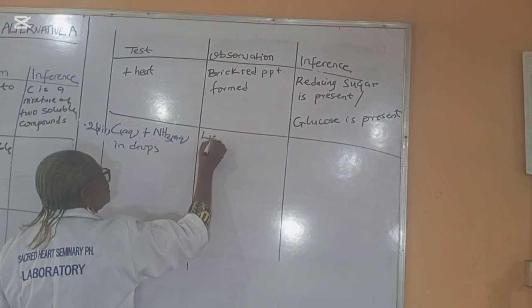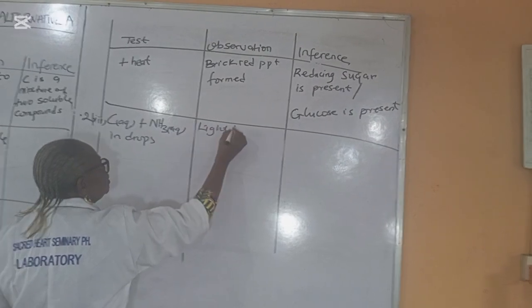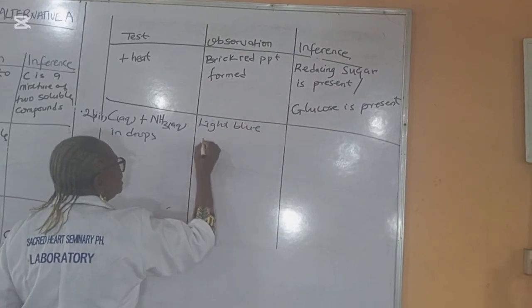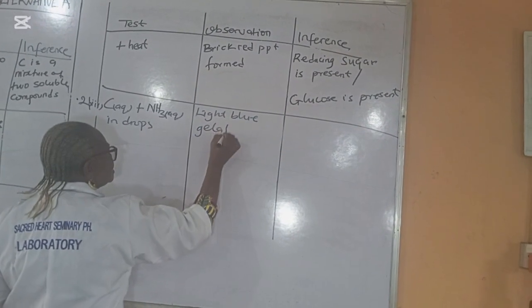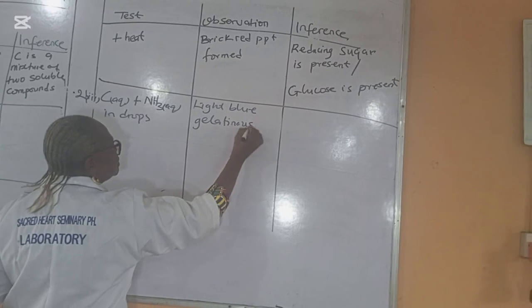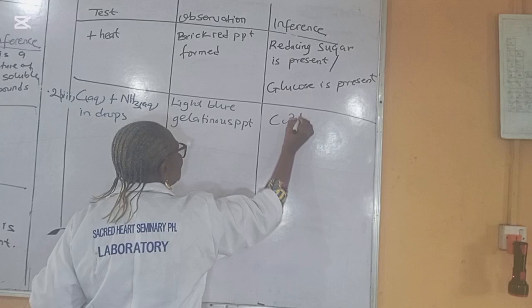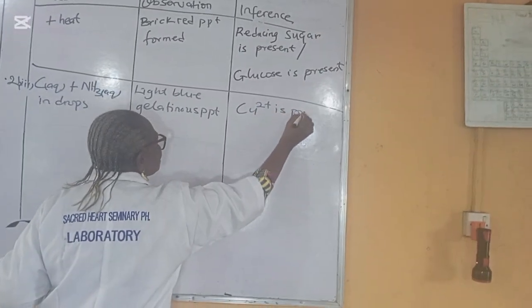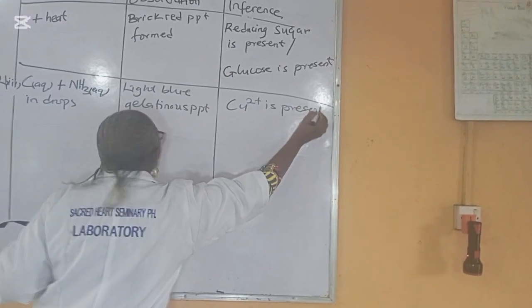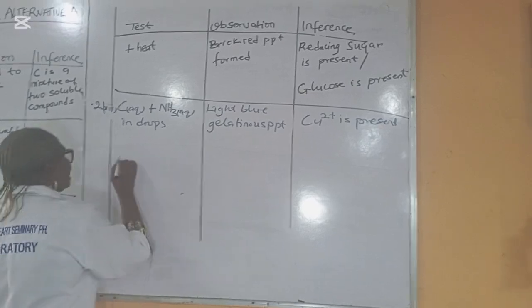We observe a light blue gelatinous PPT. That means copper 2 ion is present. Then you now add in excess.